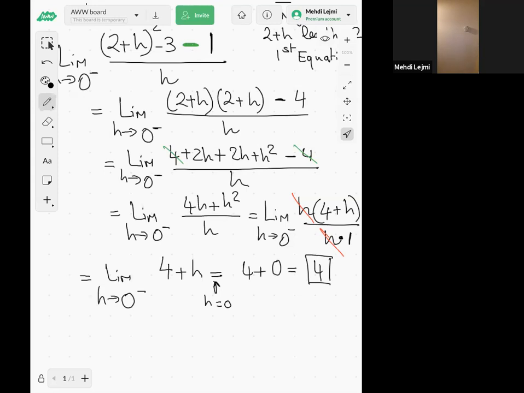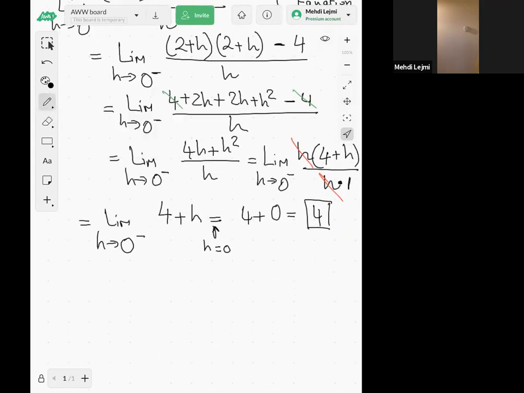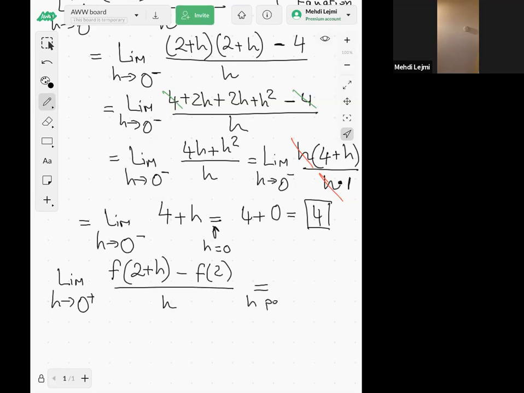Now, on the right side, h going to 0 plus. Let me write down here the formula. It's f of 2 plus h minus f of 2, again over h. So here we said h going to 0 plus, so h is positive, and if h is positive, then 2 plus h is larger than 2. And if it's larger than 2, then we use the second equation.